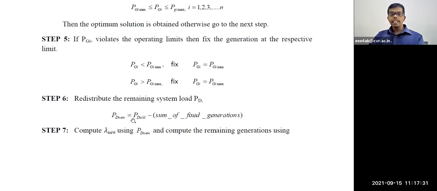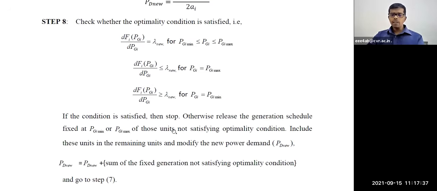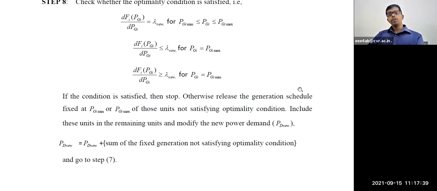Again, you need to calculate the new power demand. Okay, again you need to fix. Again, you need to calculate the new power demand. What is the formula for calculating the new power demand? Now we can take it as PD new 1, because we already calculated PD new. Now PD new 1 or PD new dash, whatever notation you can keep just to differentiate. So I'm taking this PD new 1. PD new 1 is equal to PD new, whatever the value.